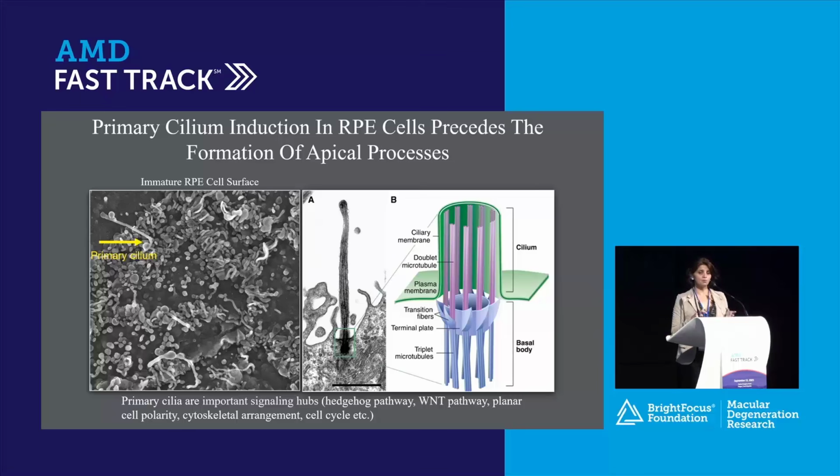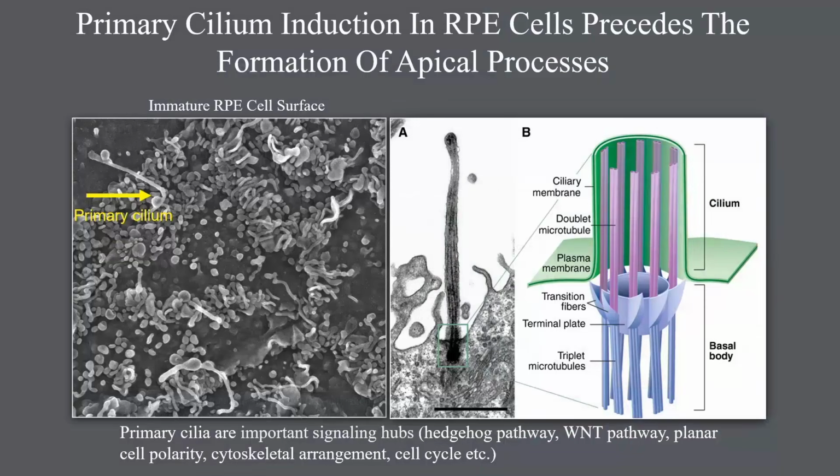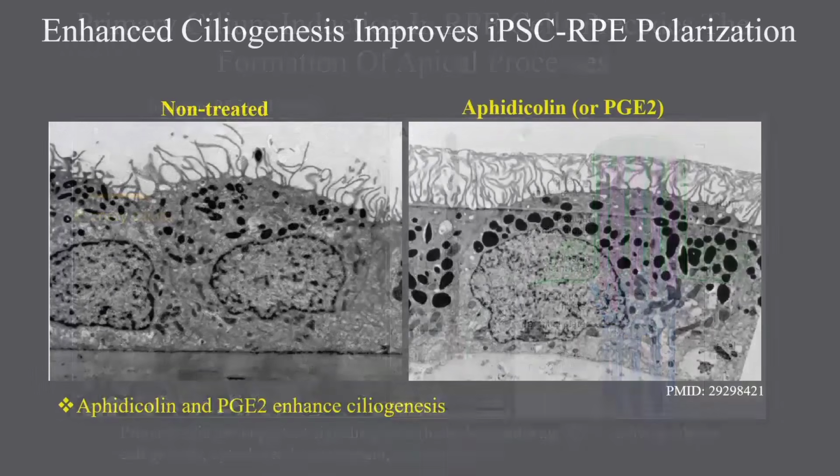It tends to appear before the apical processes, and as most of you might know, this primary cilium is the organelle, which is basically an antenna on the surface of the cell. It actually tells the cells what to do according to the environmental cues. So we thought if we are able to enhance this ciliogenesis, it might help us to have the confluent apical processes, plus it might help us to have the mature RPE cells. So that's what we did in this paper that we had published in 2018.